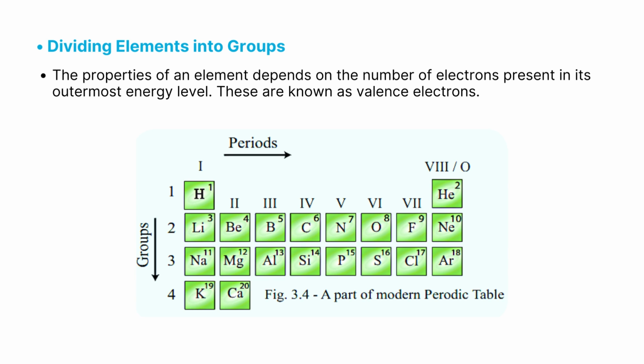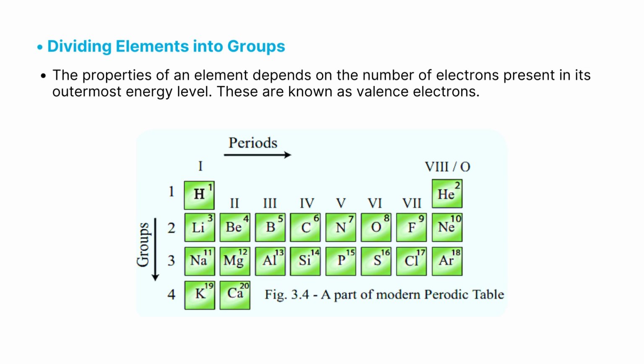Same way we take the elements helium, neon and argon. Helium has only 2 electrons. Neon, the atomic number is 10. So the electronic configuration is 2, 8. And argon atomic number is 18, so it's 2, 8, 8. Here you can see, these two have 8 electrons. So therefore they go to group 8.